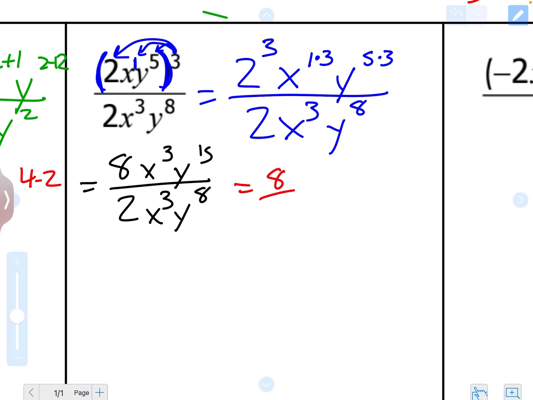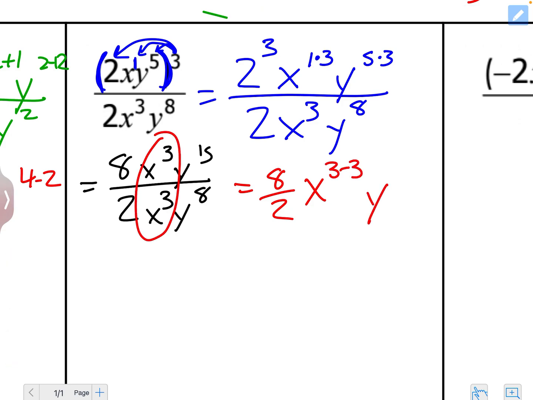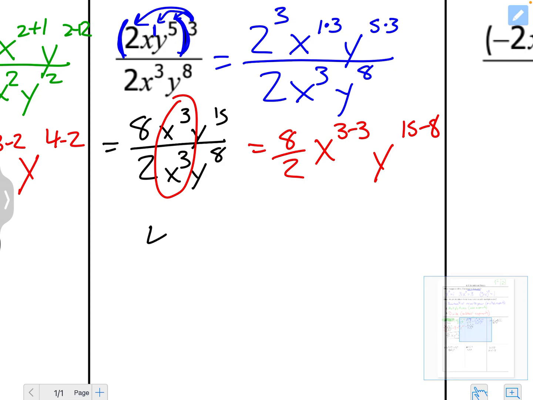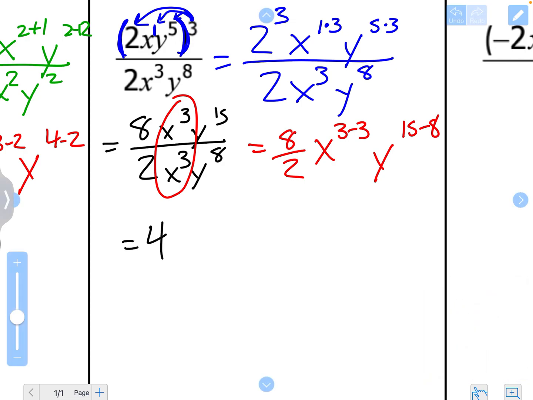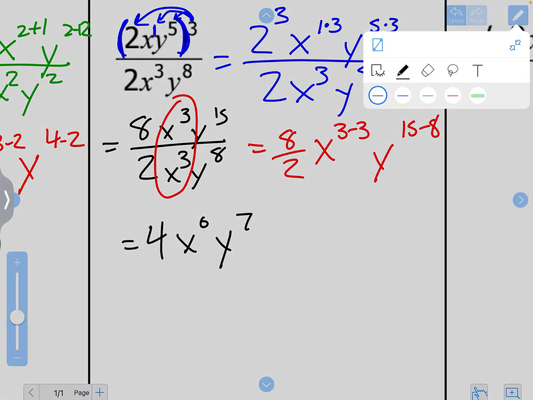So I need to divide 8 by 2. Divide tells me I need to subtract, so I'm going to take my x's, 3 minus 3, and then I need to subtract my y's, 15 minus 8. So 8 divided by 2 is 4, 3 minus 3 is x to the 0, and then y is 15 minus 8, which is 7.